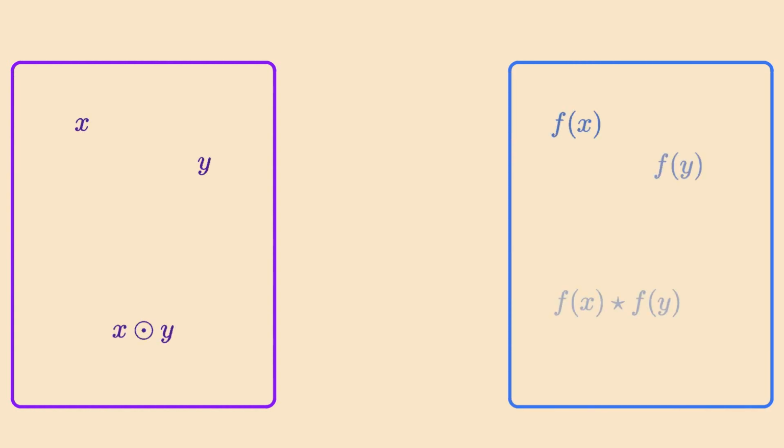We can draw this all out more explicitly in a diagram. We have two monoids or groups.